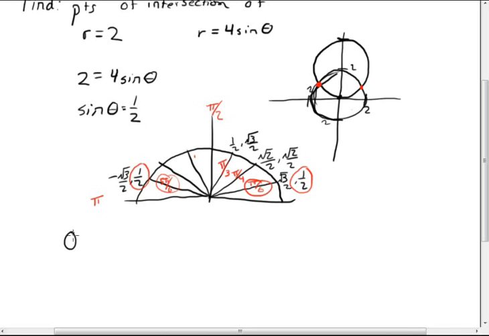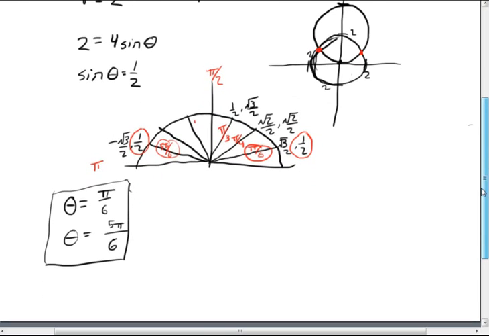So theta is equal to pi over 6, and theta is equal to 5 pi over 6. And these are the two angles where you're going to have your points of intersection. Now, of course, for a point, it's going to be in r comma theta form, where r is the radius, which would be the distance from the pole, and then theta would be the angle.